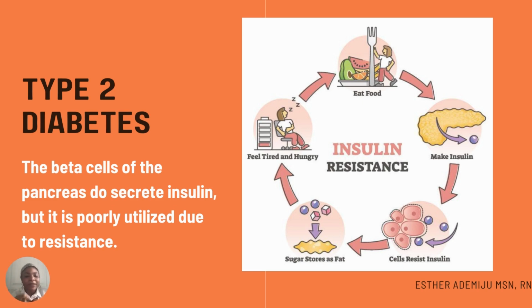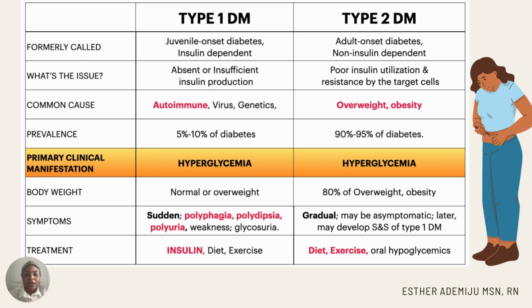We put it, but the lock is not opening up. It's not opening up our channel so that glucose can be absorbed into the body. So there's a resistance. It's not being used as it should. So that's the problem oftentimes with type 2 diabetes. So for easy understanding, let's put them side by side and do a quick comparison.